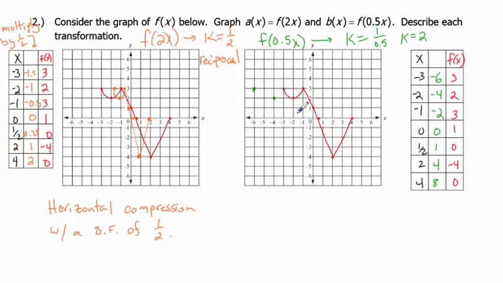-2, comma 3. As you can see, it's taking this kind of bowl shape and really stretching it out horizontally. 0, comma 1. Now we're coming up with this stretched out version of the diagonal. 1, comma 0. 4, comma -4. And 8, comma 0, which would be approximately right there.